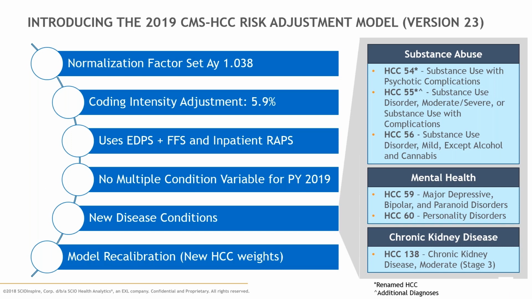The model version 22 has been recalibrated, using updated data to calibrate. They're going to use claims 2012 through 2016, updated with the 2018 indices for wages and geographic practice costs.